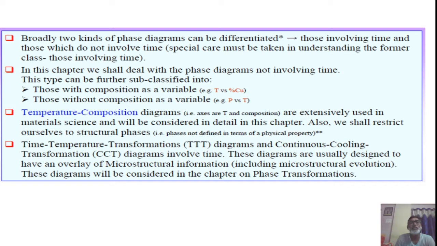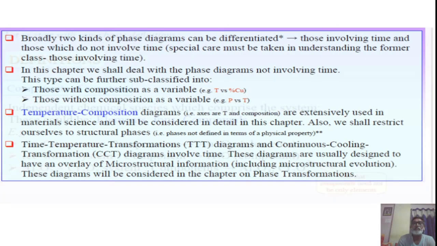That means those with composition as a variable, that is, temperature as a function of the percentage of the given material, or if it is a pure component, pressure versus temperature. Temperature-composition diagrams are extensively used in material science and will be considered in detail. Then time-temperature-transformation diagrams and continuous cooling transformation diagrams involve time. These diagrams are designed to overlay the microstructural information that is used for heat treatment purposes.